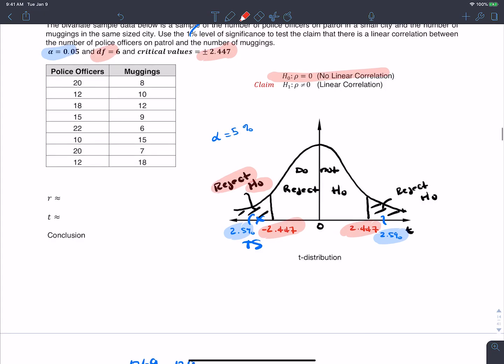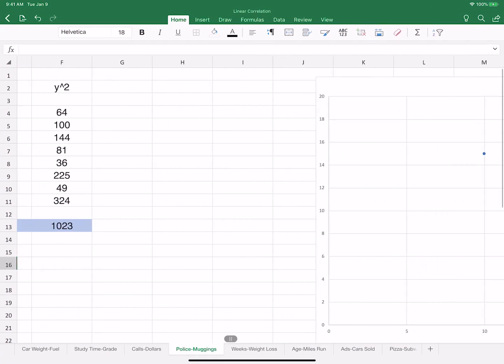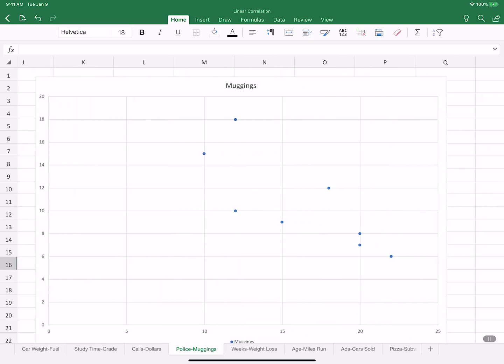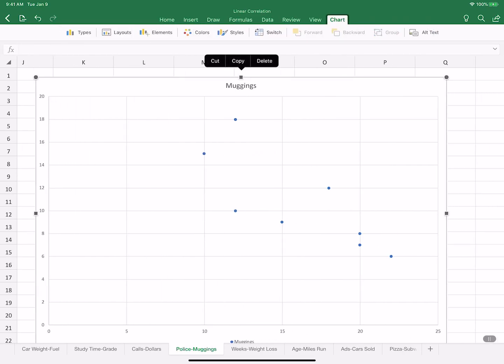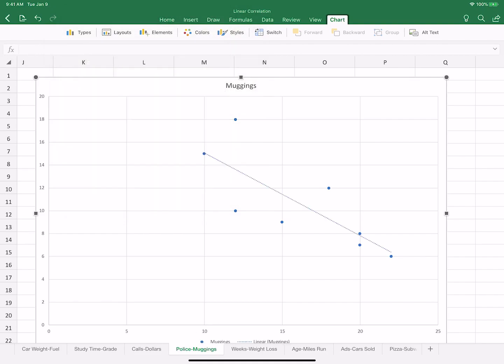So this is my test statistic of negative 3.073. Let's now go through finding the equation, right? So I want to go back here and I want to remark here. Let's see what this might look like. Now if I go to chart, let's go to chart here. And I want to insert an element. I'm going to insert a trend line and it's linear. This is the equation they're talking about, so you guys know.